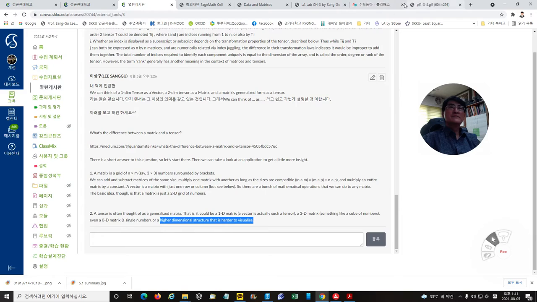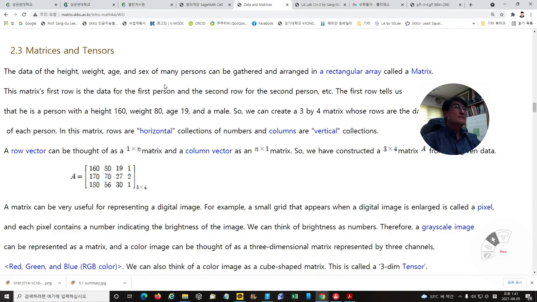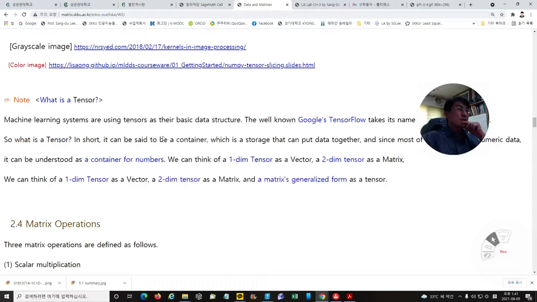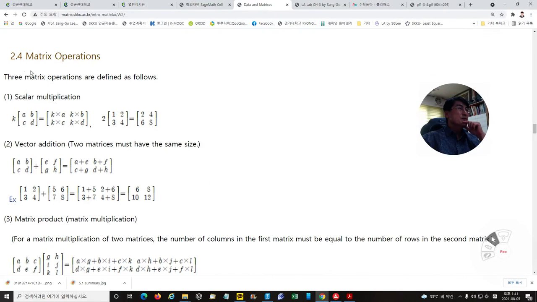Okay, anyway, we went through that. Next, we continue with the matrix operations, section 2.4.